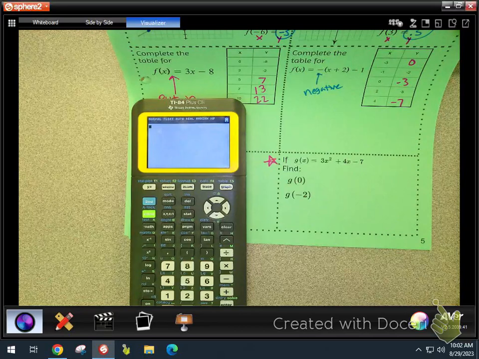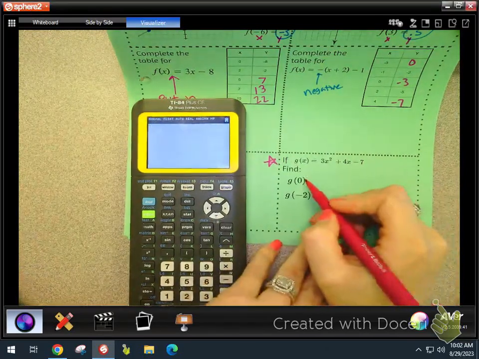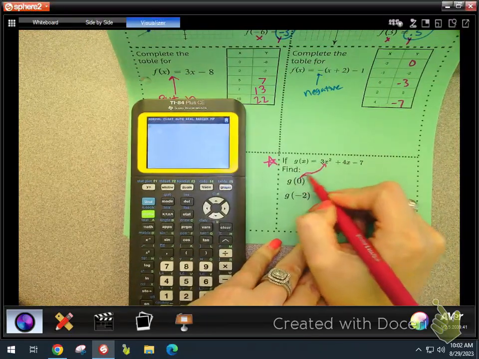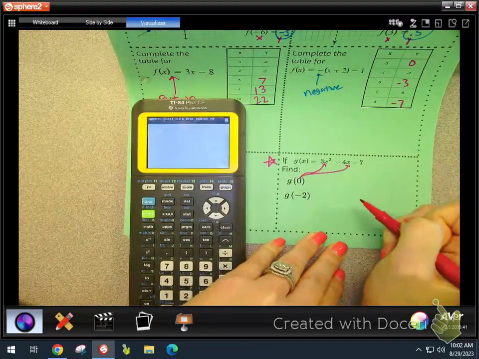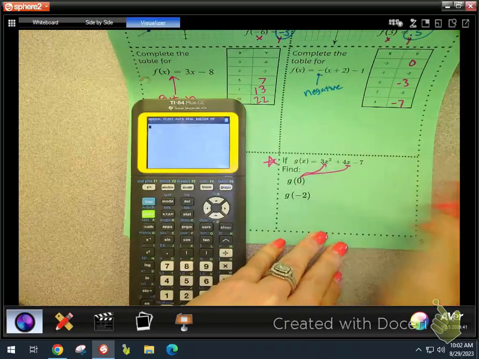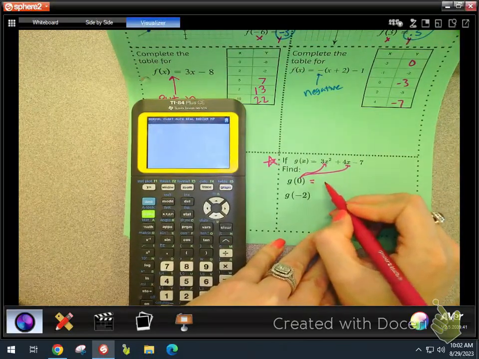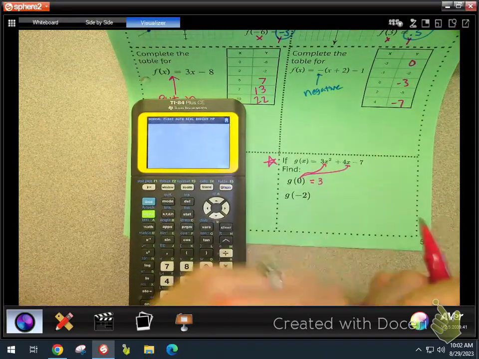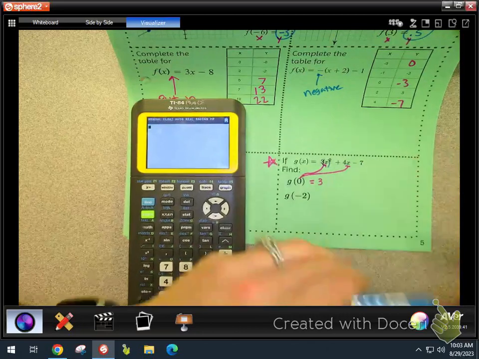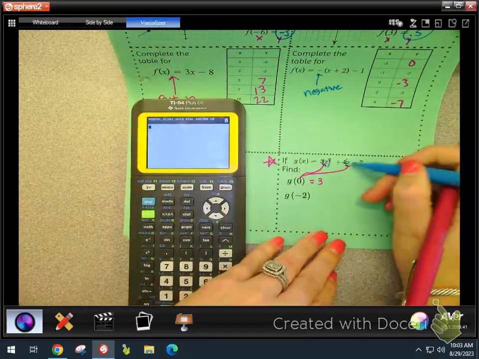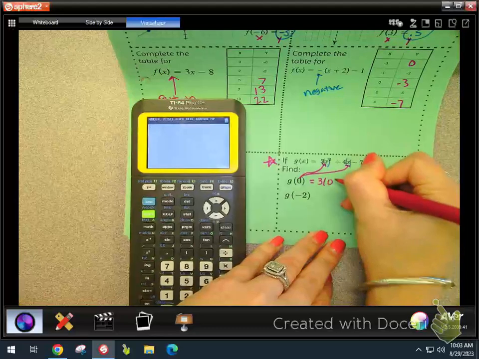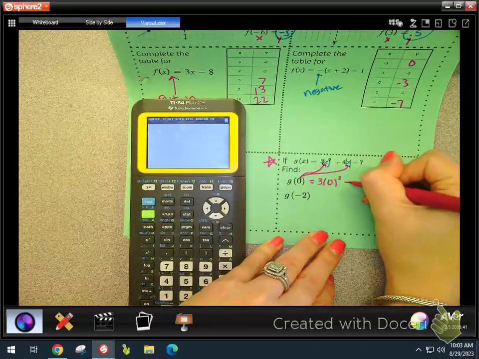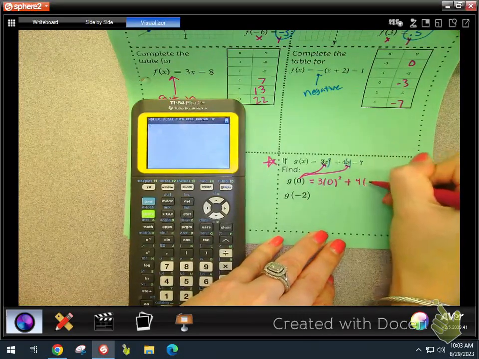G of 0. Where are we going to put the 0? For the x's. How many x's do we have? 2. But the first one has a 2 squared. So we have to write it out the same way. So 3, I'm putting in an x. What am I putting the 0 inside of? Parentheses. Squared goes on the outside. This is really important that you put the squared on the outside.